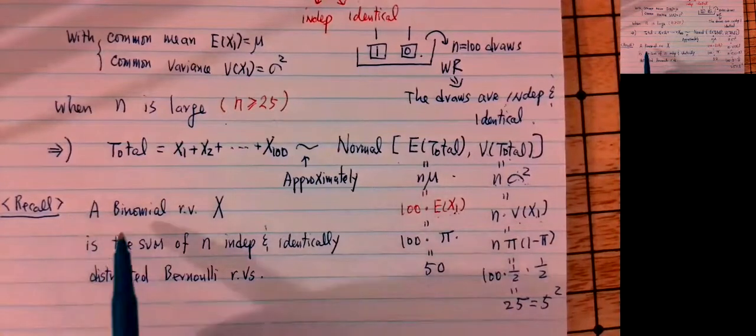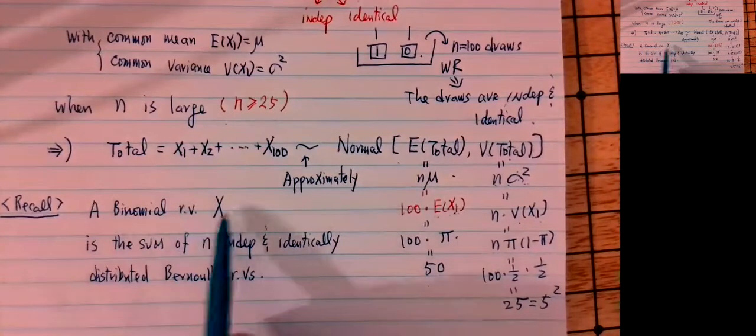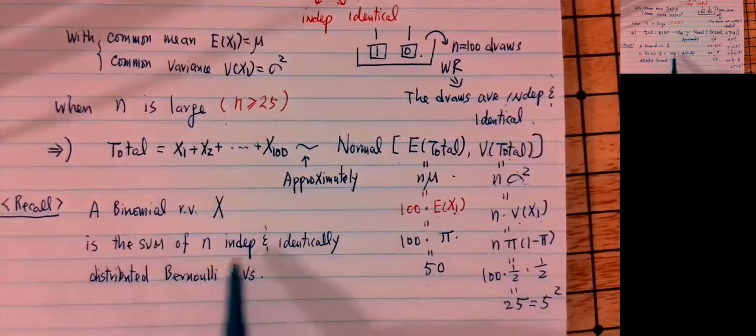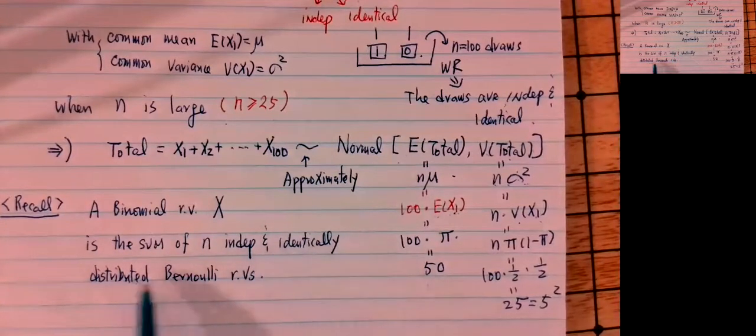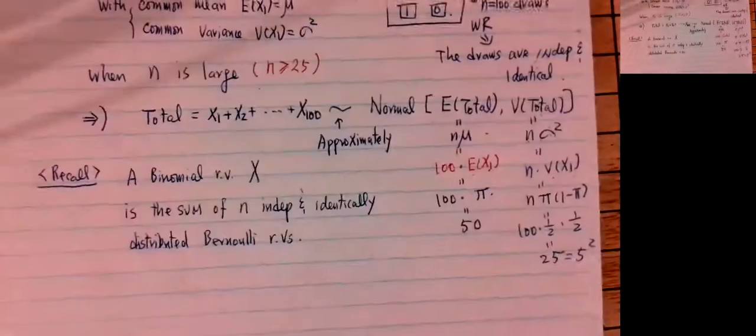So recall, a binomial random variable is the sum of n independent and identically distributed Bernoulli random variables. So this number here is the sum of 100 independent and identically distributed Bernoulli random variables. So this distribution is binomial. And because of the central limit theorem, this can be approximated by normal distribution, okay?